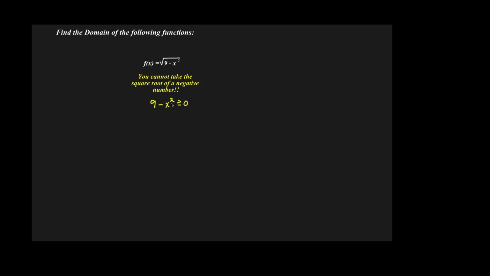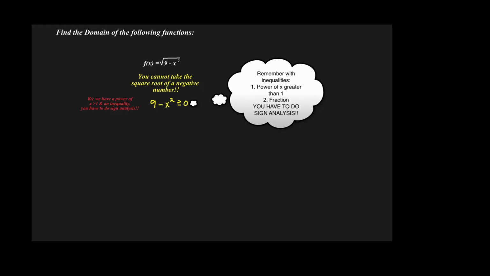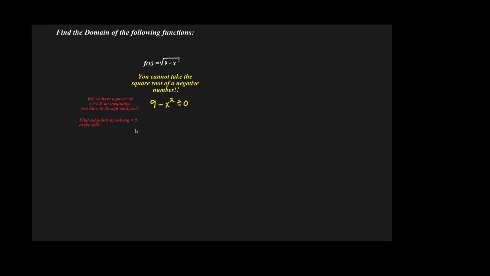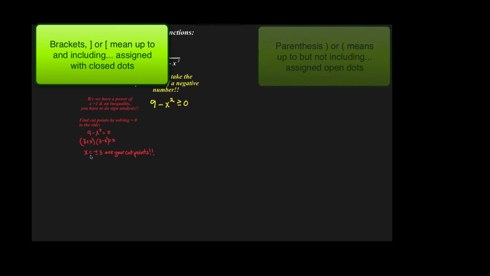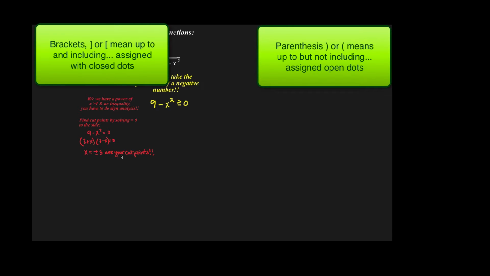Now right away you should notice that the power of x is no longer 1. It's greater than 1, and because we have an inequality, a greater than or equal to in this case, we have to do sign analysis to solve it. In sign analysis, you want to go off to the side and find your cut points by solving where this equals 0. So just do a little algebra, set it equal to 0, factor, and then you get x equals plus or minus 3 as your cut points.